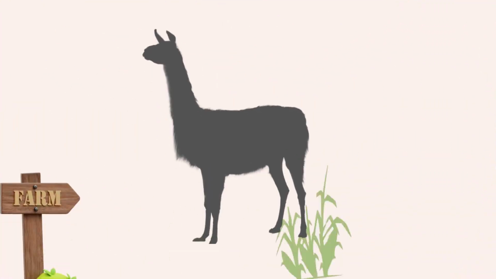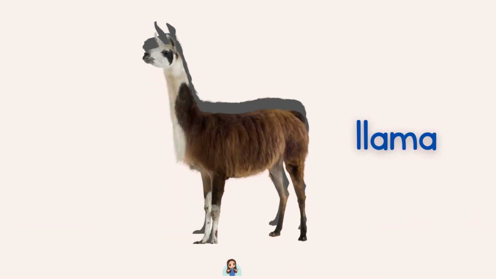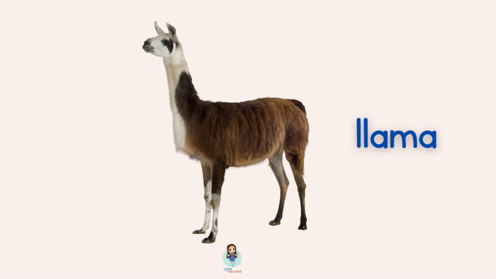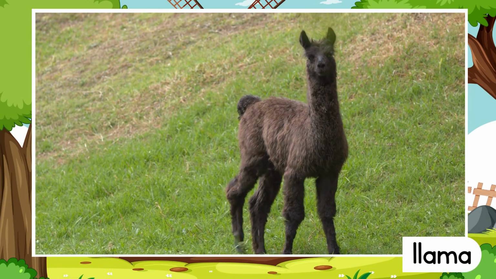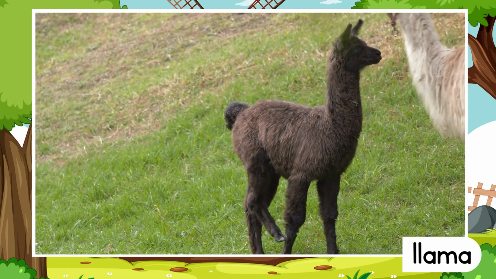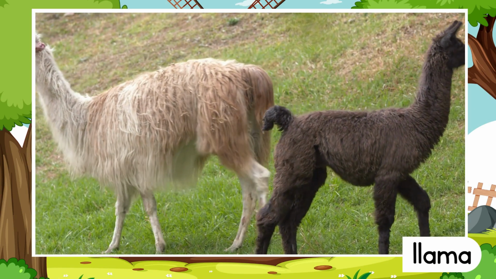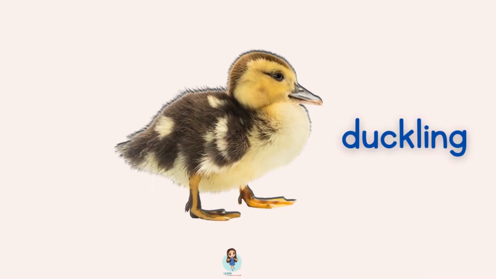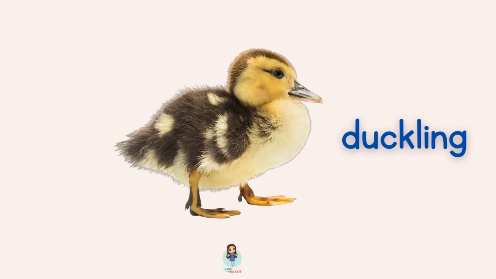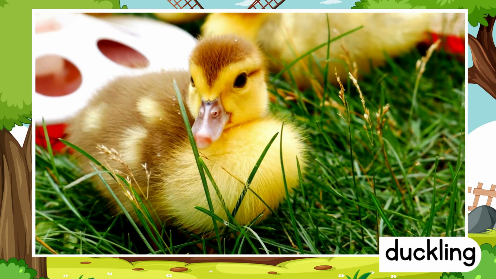Can you guess this animal? Llama. Llama. This is a llama. Llama. Guess this animal. Duckling. Duckling. This is a duckling. A duckling is a baby duck. Duckling.